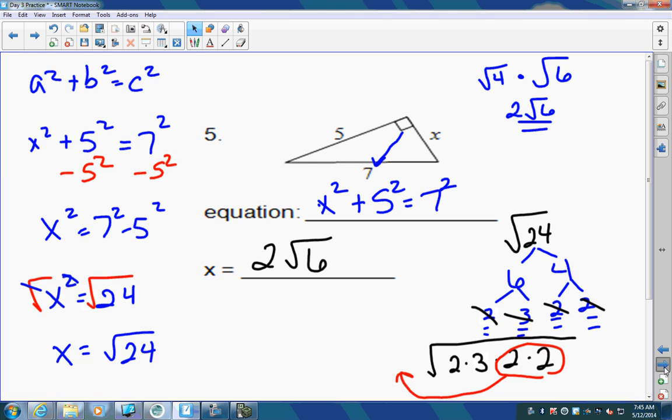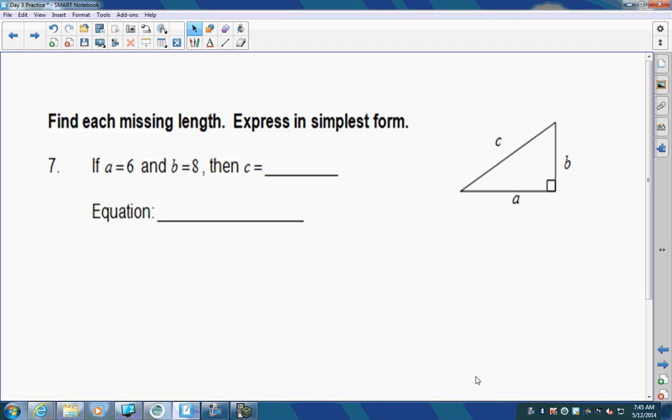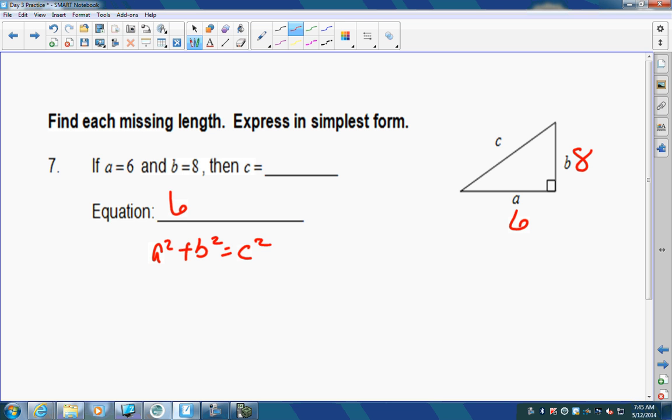All right, so let's look at number 7. Number 7 says find each missing length, express in simplest form. It gives you A and it gives you B. So I know A is 6 and B is 8. I need to find C. My equation is A squared plus B squared equals C squared. So I get 6 squared plus 8 squared equals C squared.